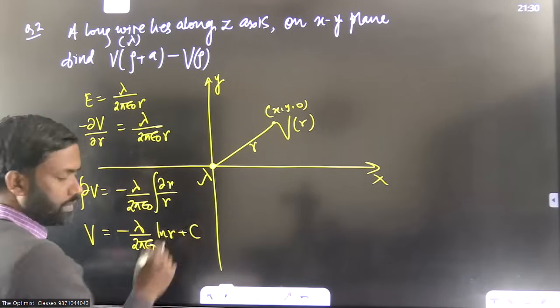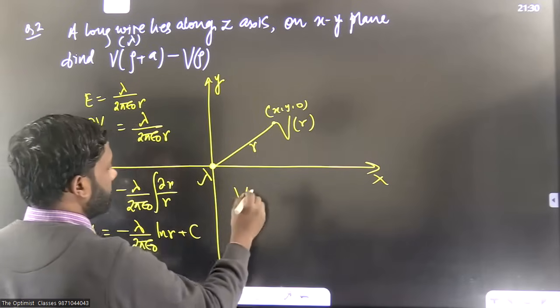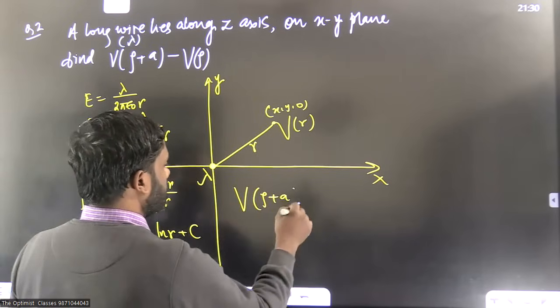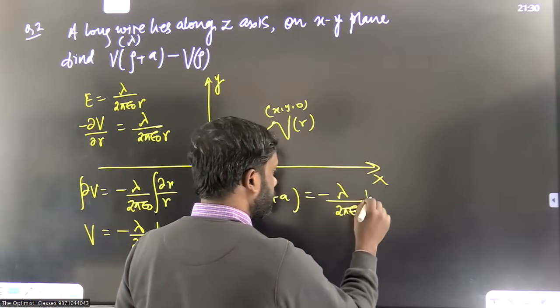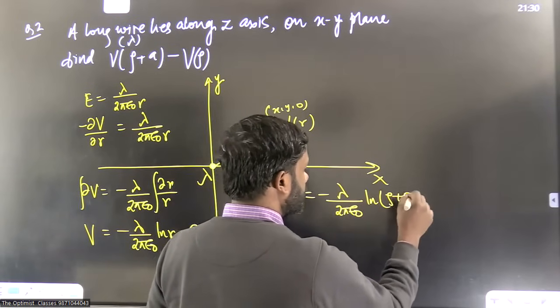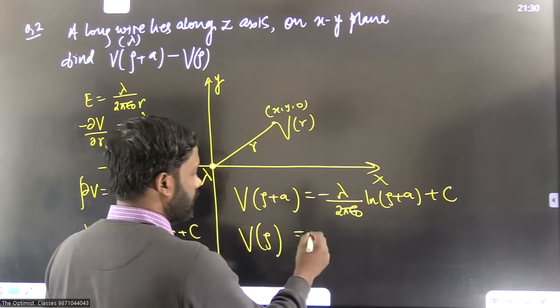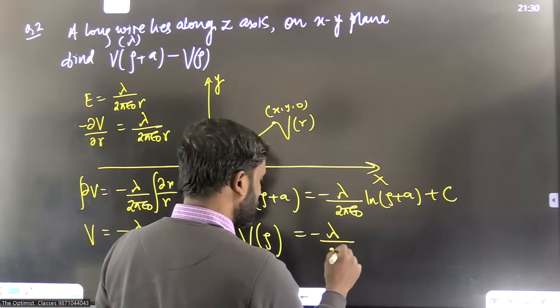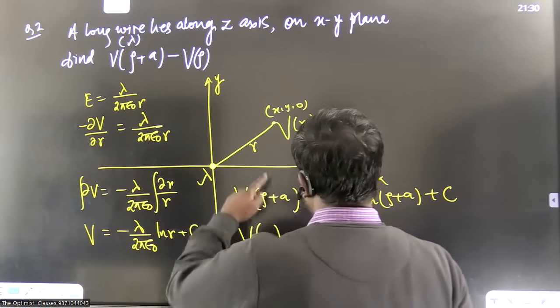So you get V is equal to minus lambda upon 2 pi epsilon naught, ln r plus some constant c. Therefore, if you calculate the potential at rho plus a, that will be equal to minus lambda upon 2 pi epsilon naught, ln of rho plus a, plus some constant c. And the potential at rho will be equal to minus lambda upon 2 pi epsilon naught, ln rho plus some constant c. So take the difference.